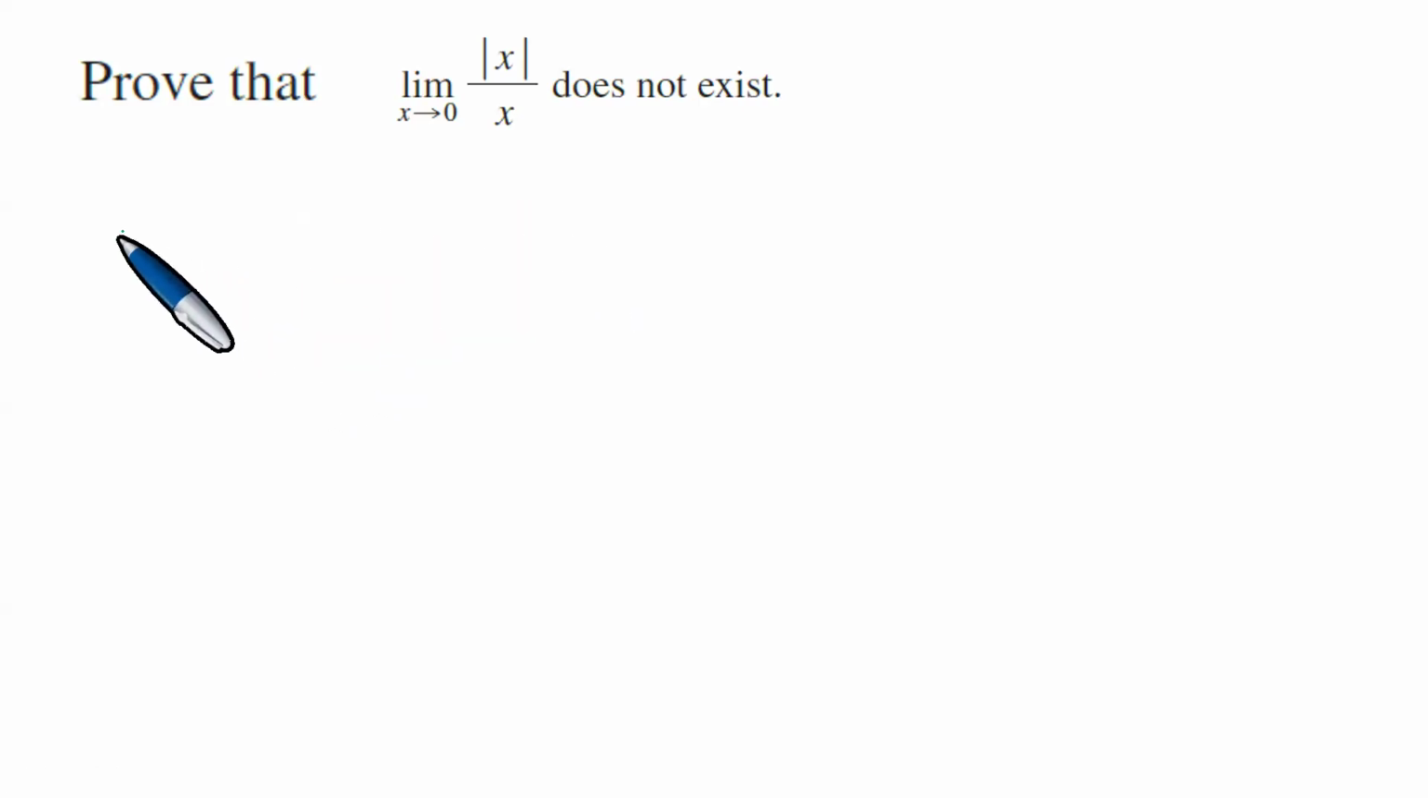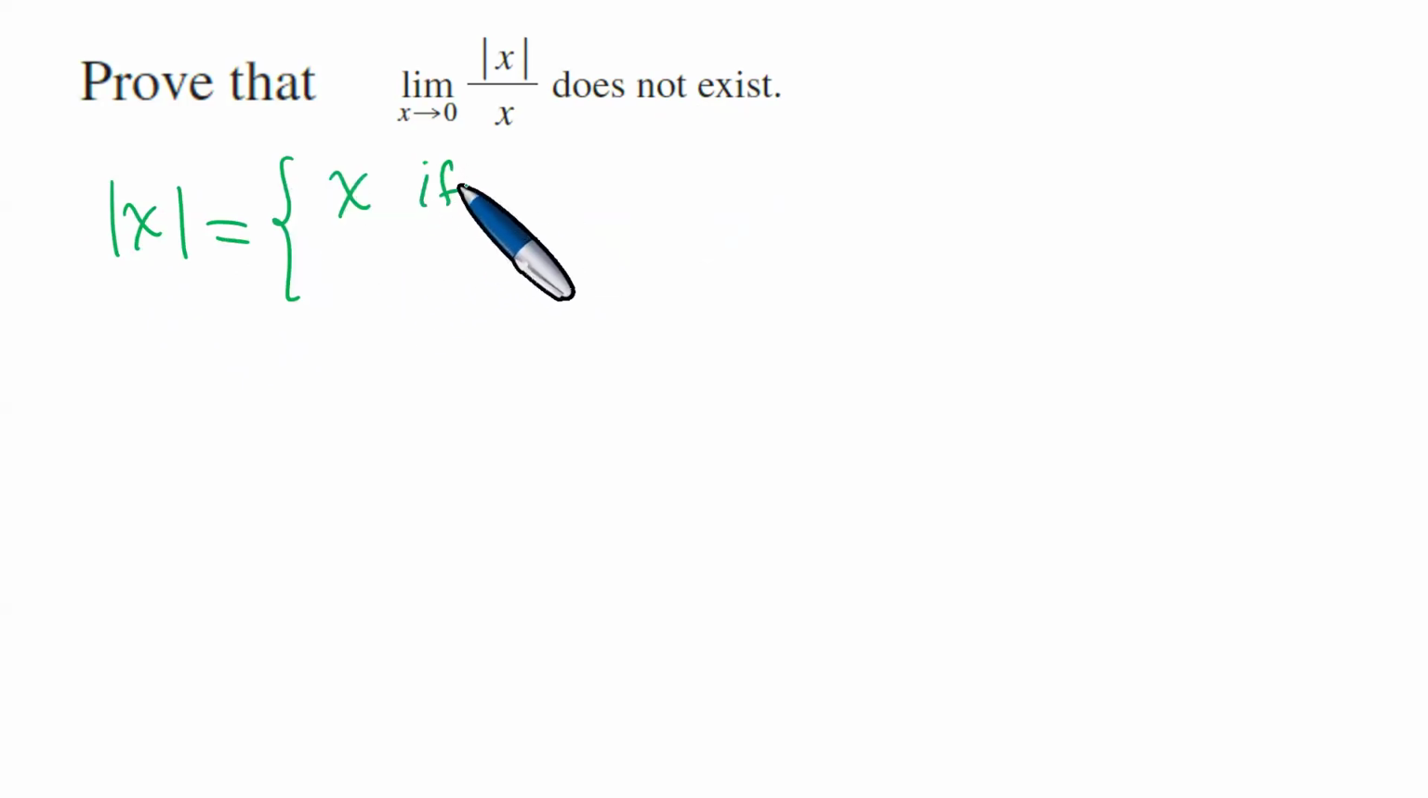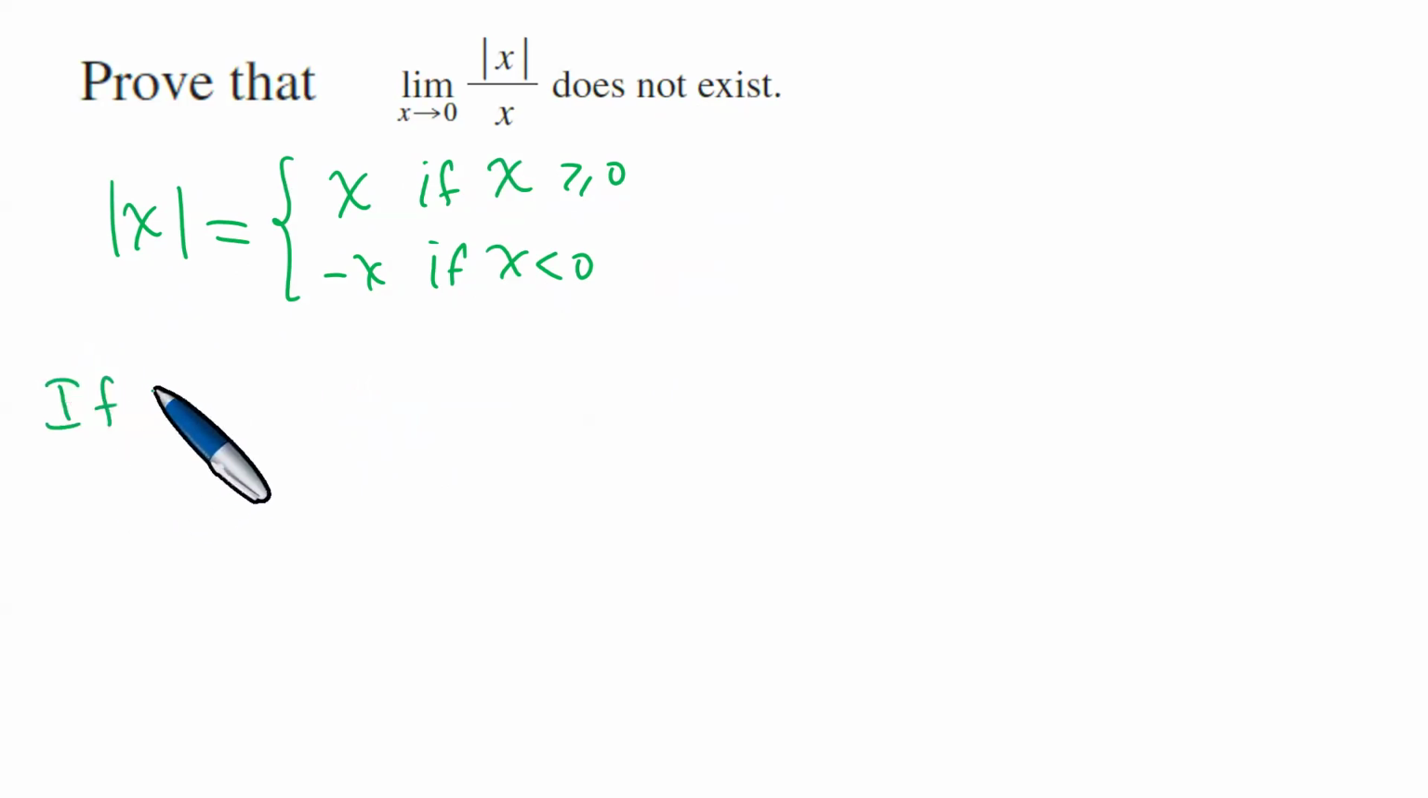Right, so at this point, we need to prove that this limit does not exist. We take note of the fact that the modulus of x is defined as x if x is greater than or equal to 0, and minus x if x is negative. This means that we actually have two limits, so we need to consider two cases.